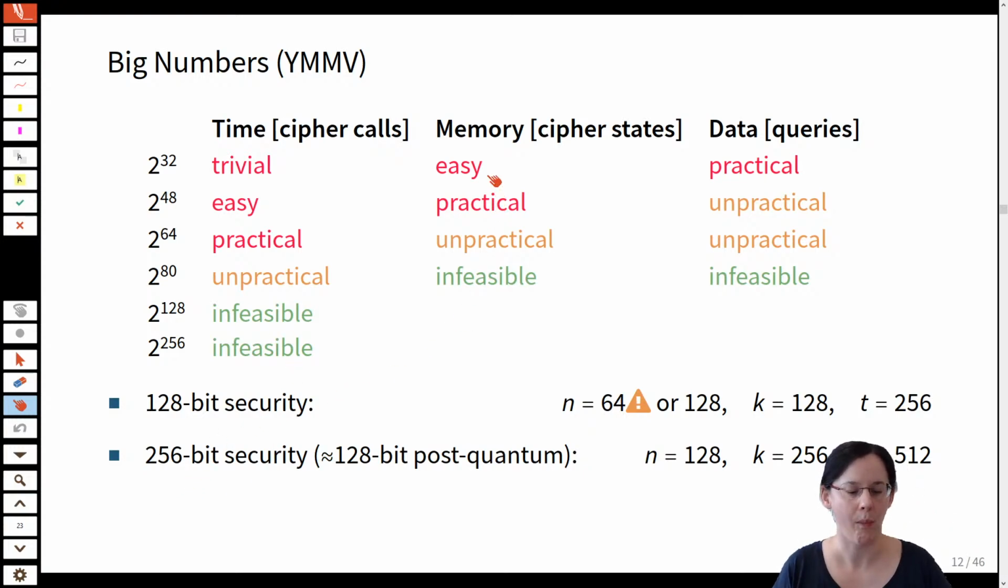For memory, you see that I've turned it red a bit earlier, because storing a particular amount of data is usually more expensive than generating this amount of data. So in particular, storing something like 2^32 cipher states already corresponds to several gigabytes. So this might be feasible on your machine, but depending on how large the cipher states are and what else you do with your RAM, it might already be difficult. And it becomes infeasible pretty quickly, according to my estimates.